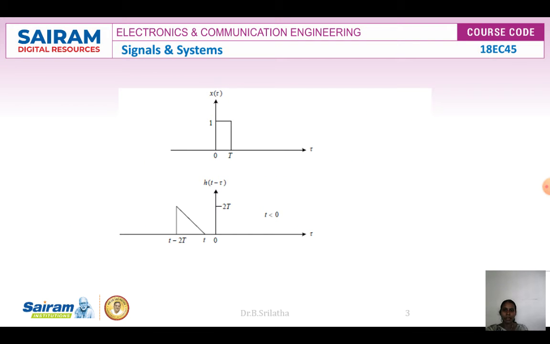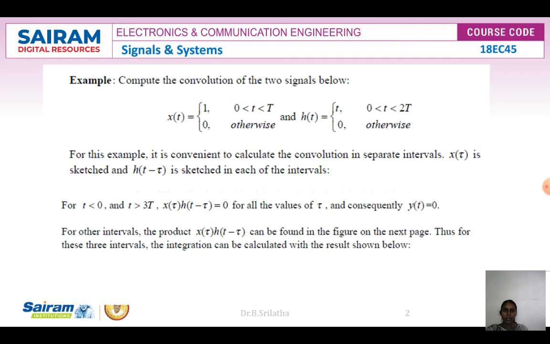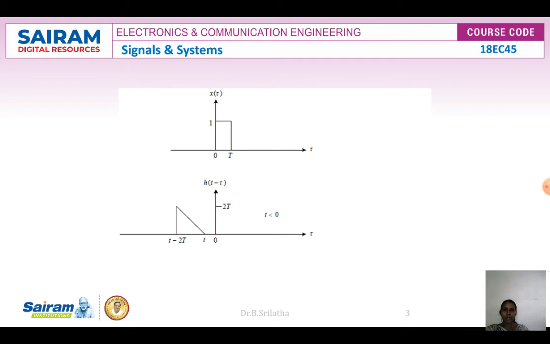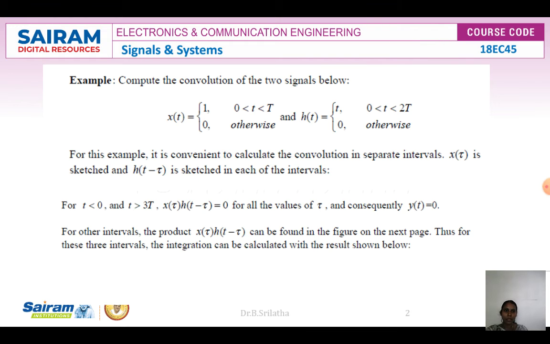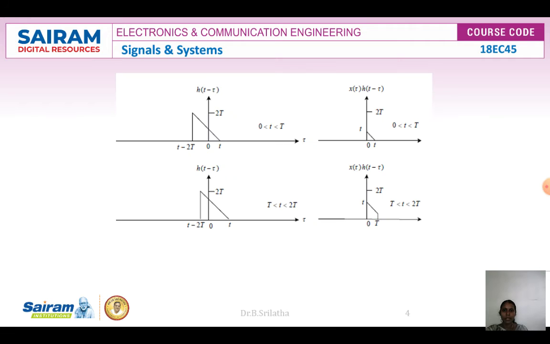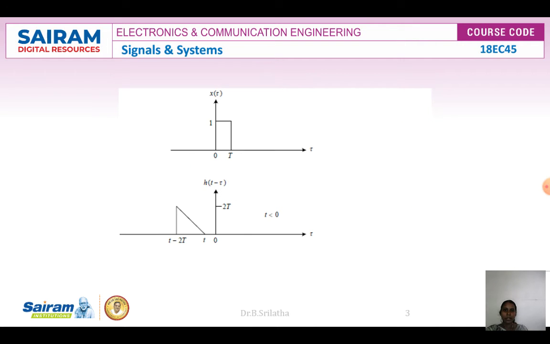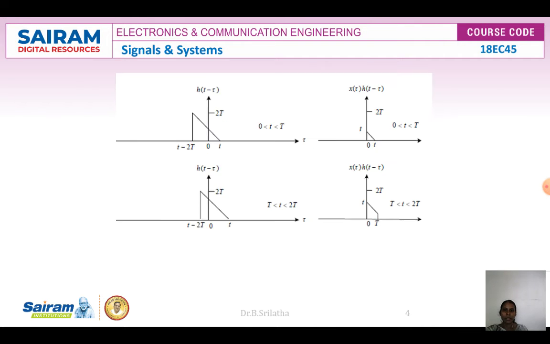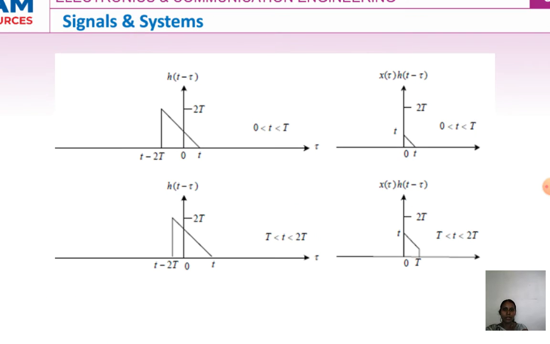Now this is our x of tau. x of tau exists from 0 to T, and there the value is 1. Next, h of t minus tau is t from 0 to 2T. For t we consider the intervals: first t less than 0, then 0 to T, T to 2T, and 2T to 3T.